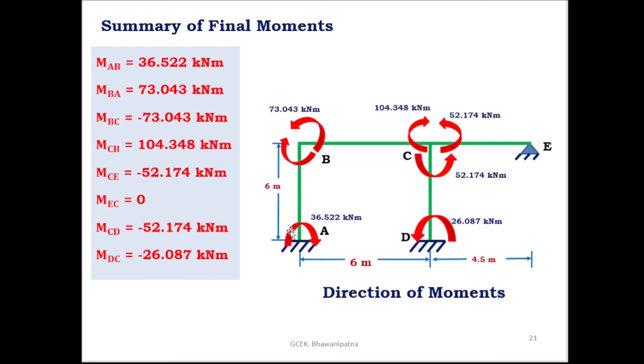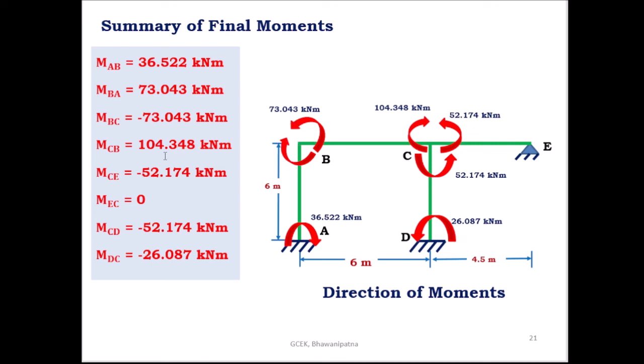Then give the direction of the moments. So here MAB is equal to 36.522 kilonewton meter. So here this is clockwise direction, and MBA is equal to 73.043 kilonewton meter. This is also clockwise direction, positive, and MBC is equal to minus 73.043 kilonewton meter, negative, anti-clockwise direction, 73.043 kilonewton meter. But you check here, the net moment should be 0. So here you are getting the net moment positive, negative, so this is 0.